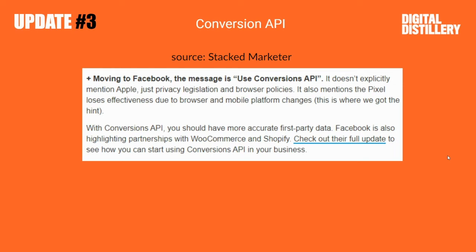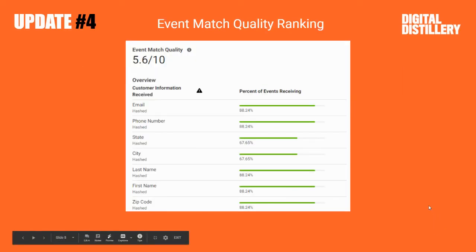Update 3, the Conversion API. Write this down. You'll be seeing Conversion API often. Get to know it, get familiar with it. So the message is use Conversions API. It's going to replace the pixel in a lot of ways, where the pixel is going to lose effectiveness due to the browser and mobile platform changes. And it's just going to be very key in how you get data back to Facebook to optimize your ads. More on that in a little bit.